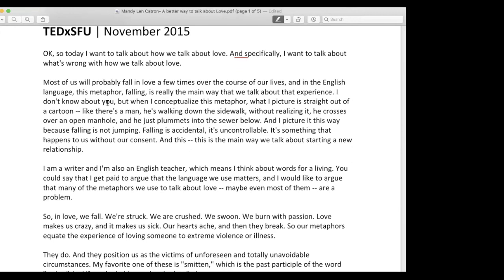Most of us will probably fall in love a few times over the course of our lives. And in the English language, this metaphor, falling, is really the main way that we talk about that experience. I don't know about you, but when I conceptualize this metaphor, what I picture is straight out of a cartoon: there's a man, he's walking down the sidewalk without realizing it. He crosses over an open manhole and he just plummets into the sewer below. I picture it this way because falling is not jumping. Falling is accidental. It's uncontrollable. It's something that happens to us without our consent. And this is the main way we talk about starting a new relationship.